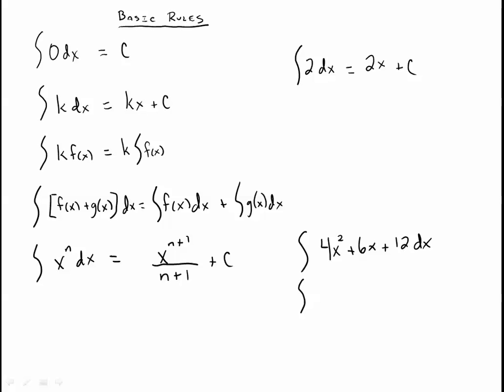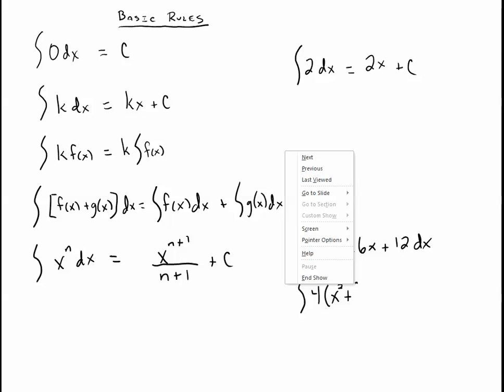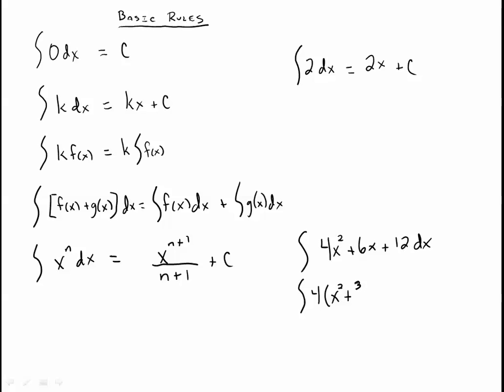This is the same as having the integral of 4 times x squared plus 3 halves x plus 3, dx. By rule number 3, I'm allowed to take that constant out.